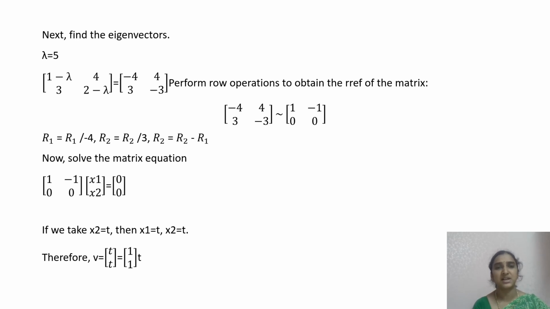Consider the matrix 1 minus lambda, 4, 3, 2 minus lambda. That would result after substituting lambda is equal to 5 in minus 4, 4, 3, minus 3. Perform row operations to obtain the row reduced echelon form of the matrix. The matrix reduces to 1, minus 1, 0, 0 after applying the row operations. To solve the matrix equation, consider 1, minus 1, 0, 0 multiplied with the column matrix x1, x2, that is equal to the column matrix 0, 0. If we take x2 is equal to t, then x1 is equal to t. Therefore, our eigenvectors would be t and t.